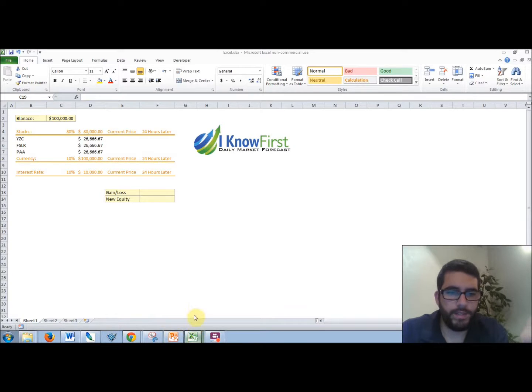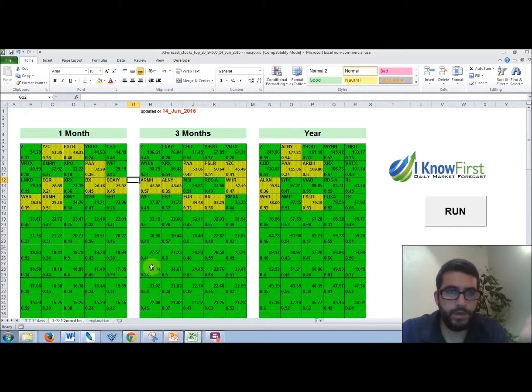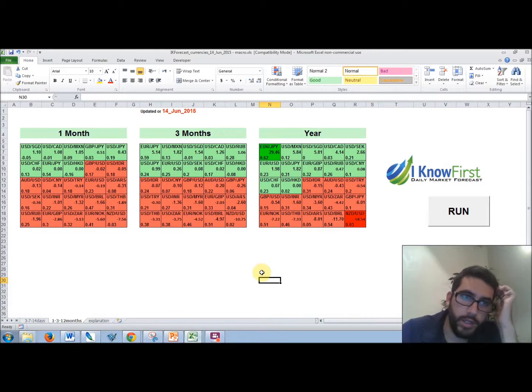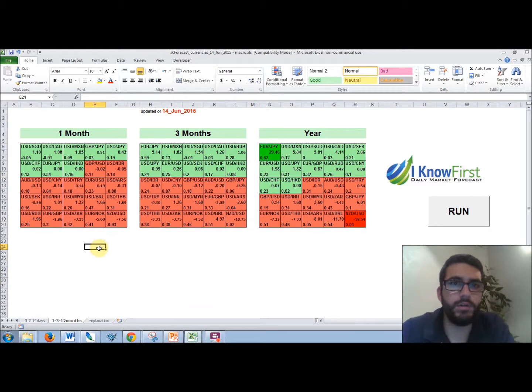Now, for our next table, so here we decided already on our stocks. We are looking for a currency to trade. Now, as you can see, signal-wise, the signals are really weak in currencies on this date.